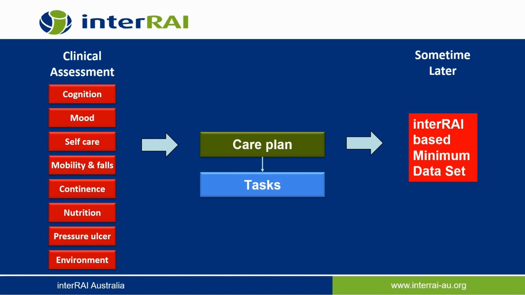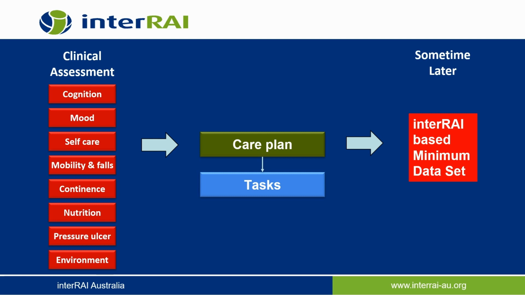Organisations that are delivering care currently would have some kind of clinical assessment process occurring, and the types of domains that would be covered would be things like cognition, mood, health care, and so forth, which you can see listed on the left-hand side of this slide. Most organisations would use that information to in some way construct a care plan, and that would in turn lead, logically, to some kind of task list to deliver the care to the individual.